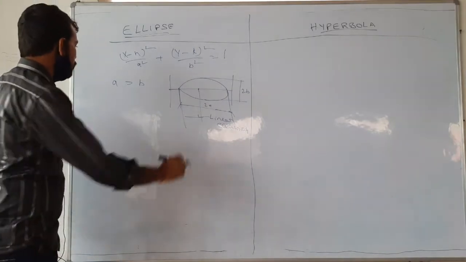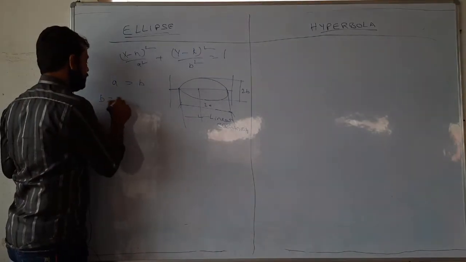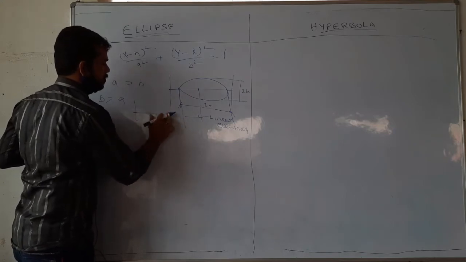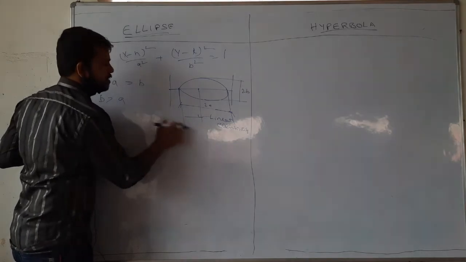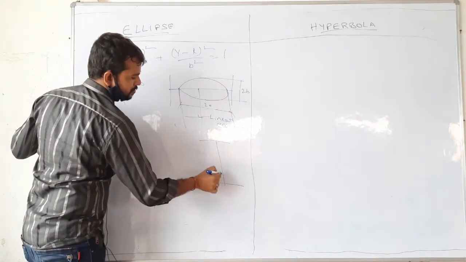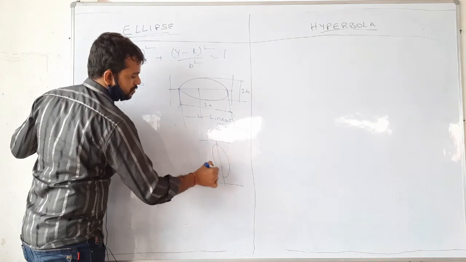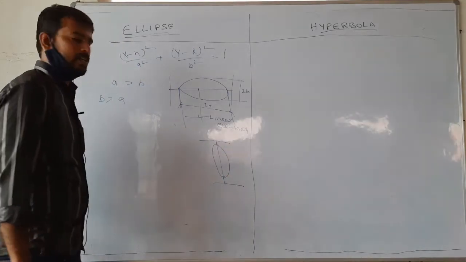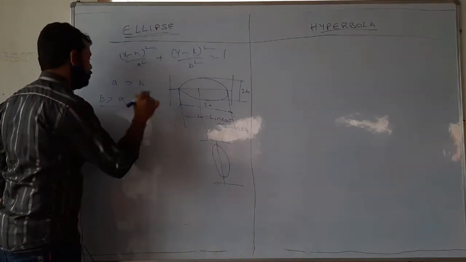Now what if b is greater than a? Nothing, simply this will get reversed. You will get a vertical ellipse. So this is about b greater than a.